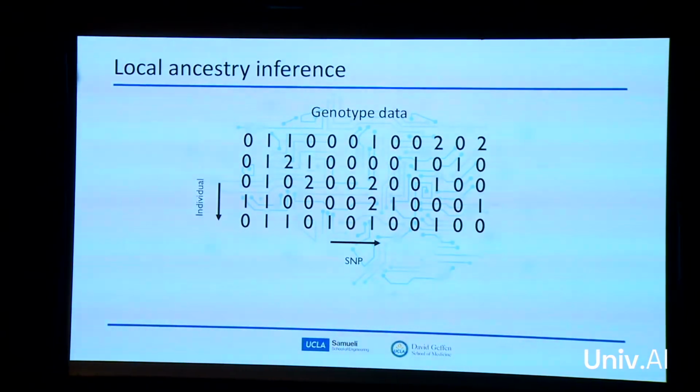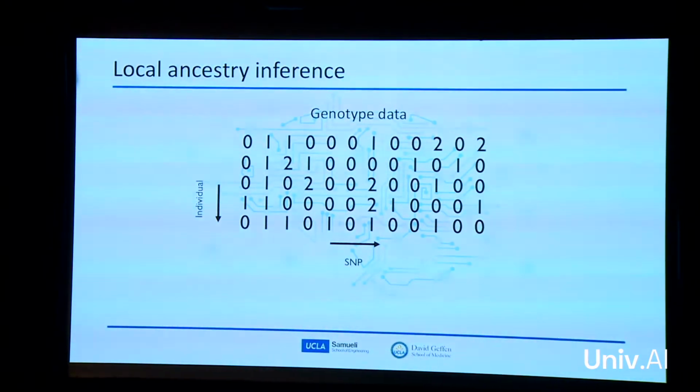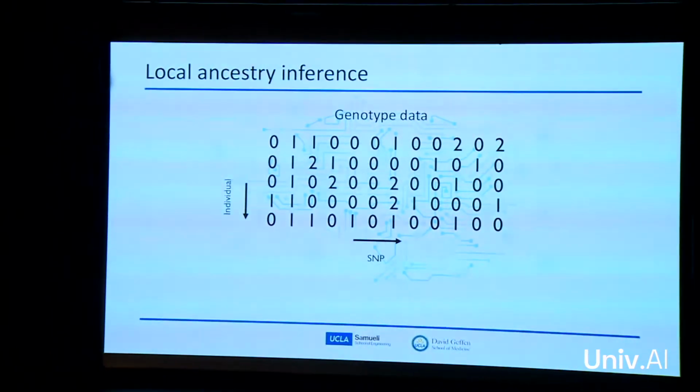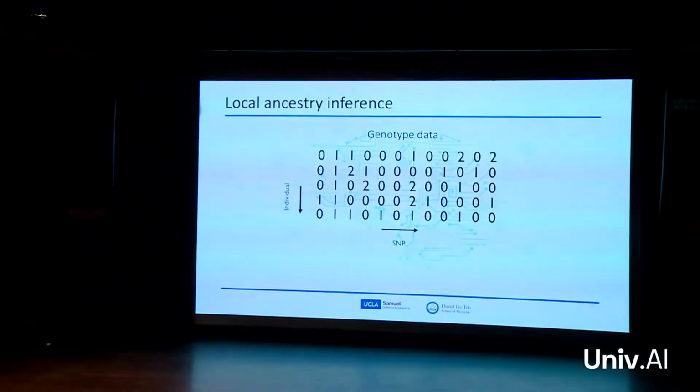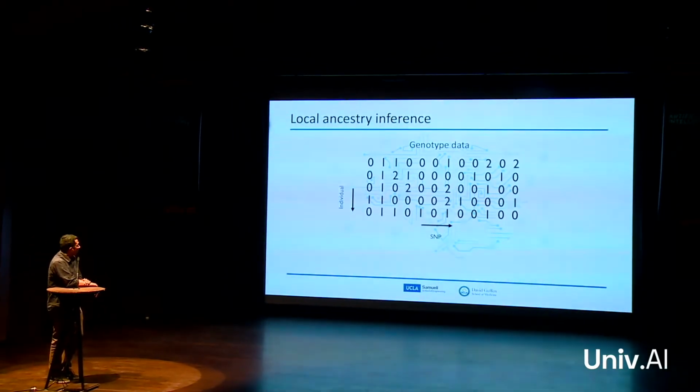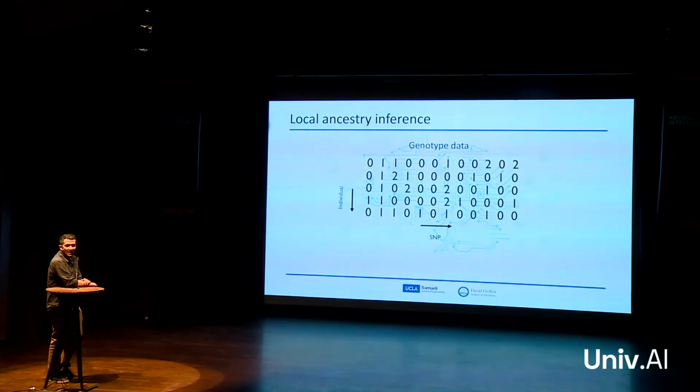We'll binarize everything. And so now we represent everything as a matrix of 0, 1, 2, because you have two copies of the genome, and you just count how many mutations you carry at every position. So this is our input, and we'd like to be able to infer this local ancestry for every individual. So what does that mean? We'd like to color each individual's genome red or blue, depending on the ancestry that they carry.